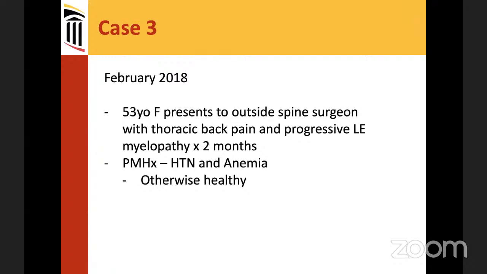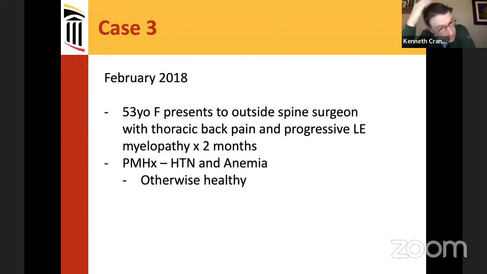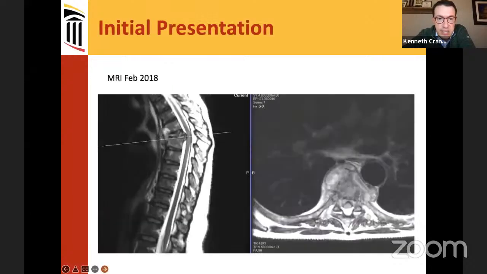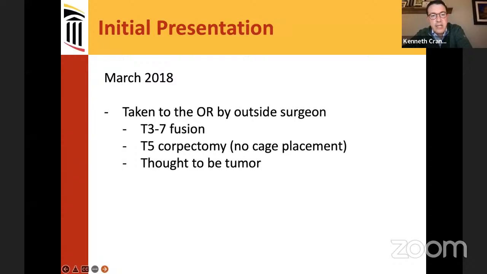So this is a very complex case, probably the most complex case that I've done in my practice. This woman initially presented about almost a year before I first saw her. She's 53. She had progressive back pain and lower extremity myelopathy, otherwise healthy, and she had this pathologic fracture, and she was treated by another surgeon. He did a T3 to 7 fusion with a partial T5 corpectomy, didn't place a cage. They thought it was a tumor.